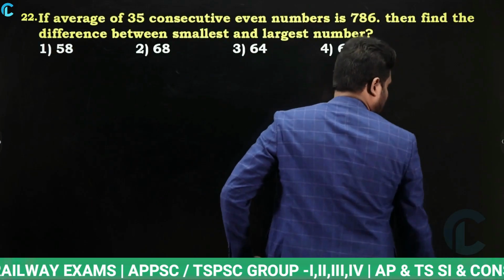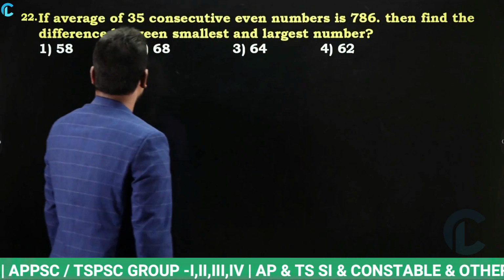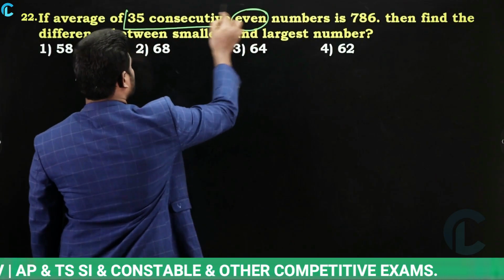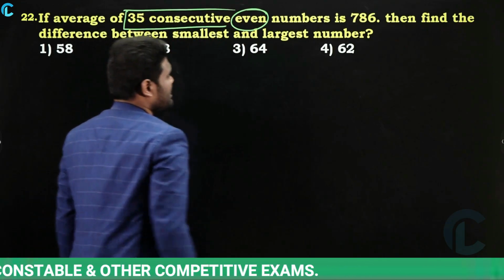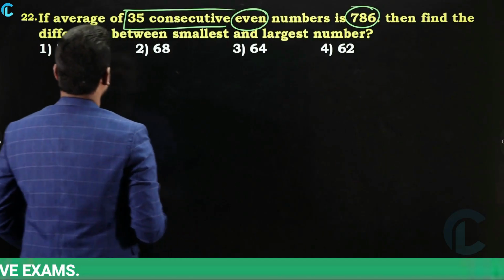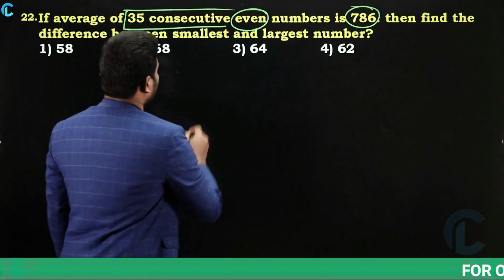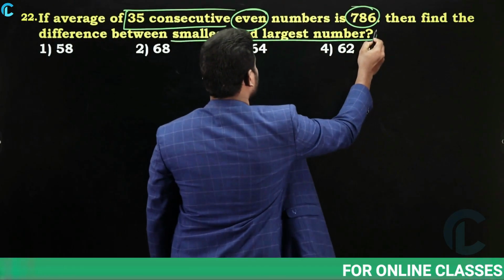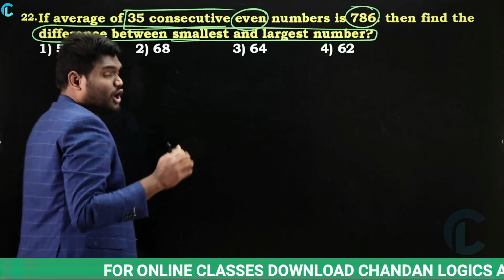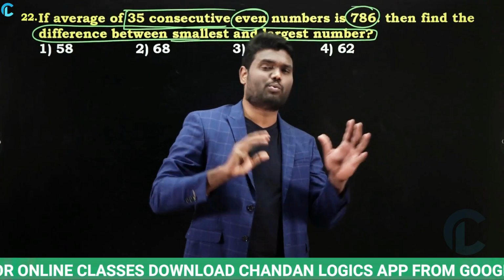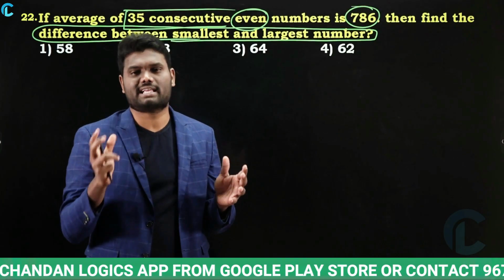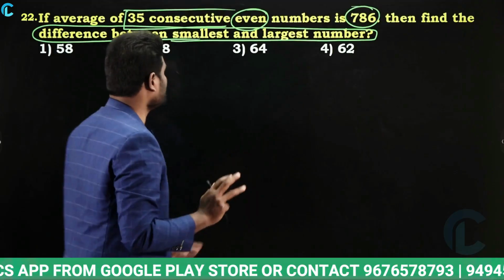Okay. Let us look at the next similar question. The average of 35 consecutive even numbers is 786. Then find the difference between the smallest number and the largest number. Now this question is about the difference between the smallest number and the highest number, not to find what the highest and smallest are. That's it. The difference you need to find.